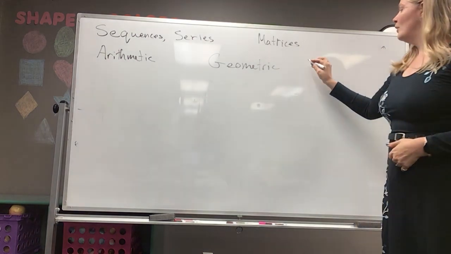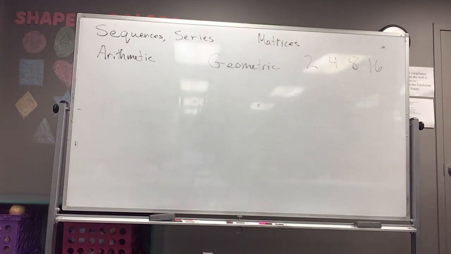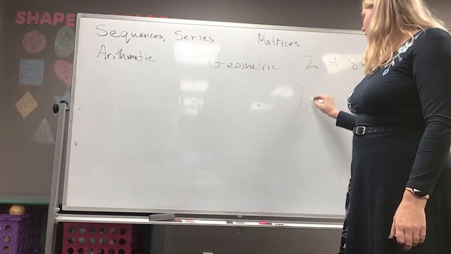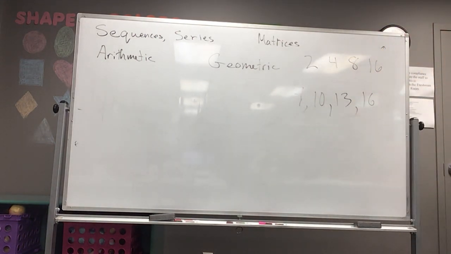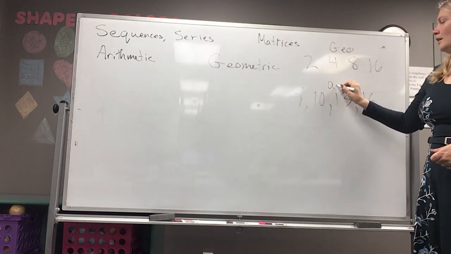For instance, 2, 4, 8, 16. It's the classic number series. 2 and 2 are 4, 4 and 4 are 8, 8 and 8 are 16. It's doubling each time. Or you could have 7, 10, 13, 16. What's going on with that sequence? You're adding 3 each time. So these are the 2 most common things we're going to see. This one is geometric. This one, arithmetic.